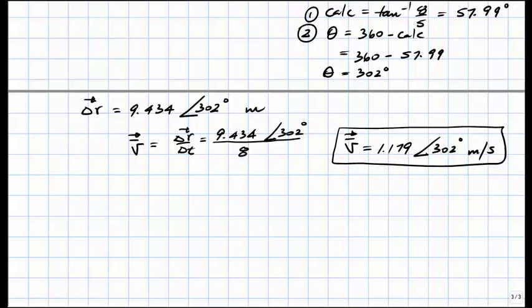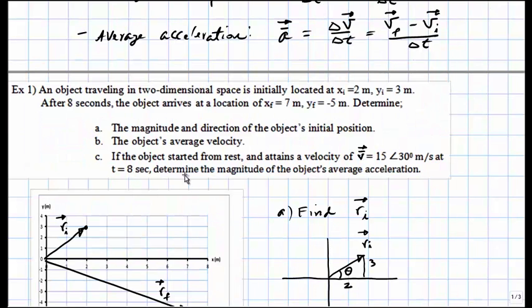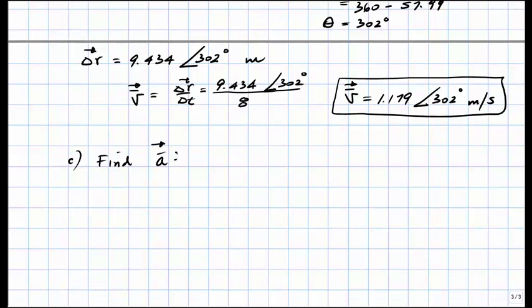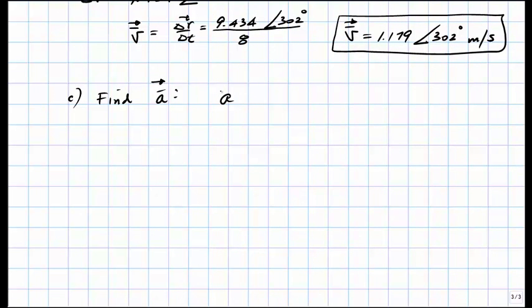Let's take a look at part C. In part C, we need to determine the object's average acceleration, assuming that it started from rest and it attained a velocity of 15 meters per second at an angle of 30 degrees at a time of 8 seconds. So we want to find the average acceleration. Now the average acceleration was defined earlier as delta V over delta T, which could be expanded as V final minus V initial divided by delta T.